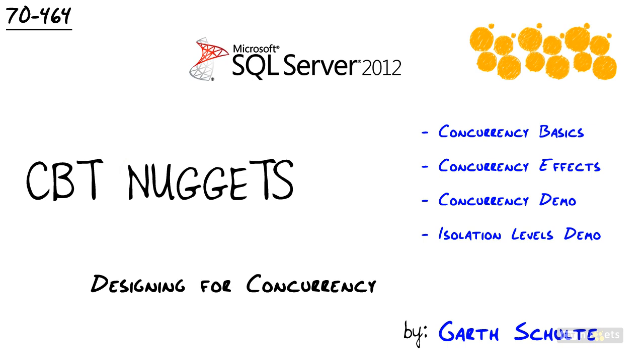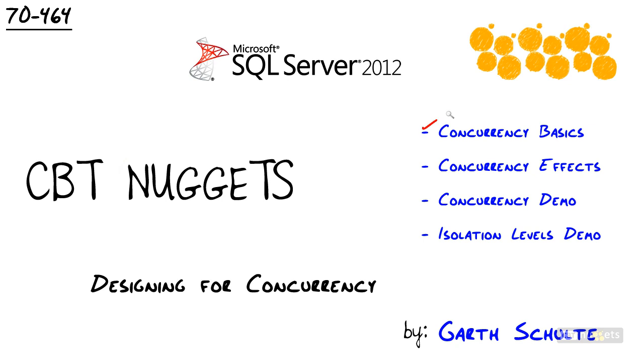Because if our users are constantly waiting on each other or other processes to finish, then we know we have an issue with concurrency. So this nugget's all about understanding how to design for concurrency and also understanding our isolation levels so we can find the right level of concurrency for our application.